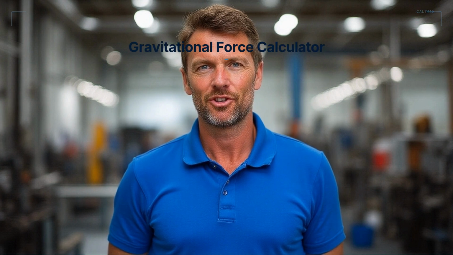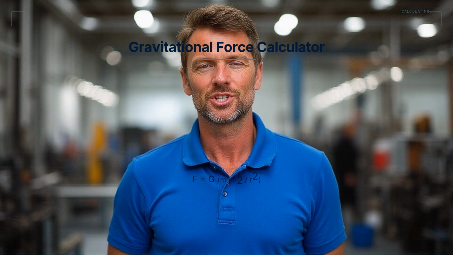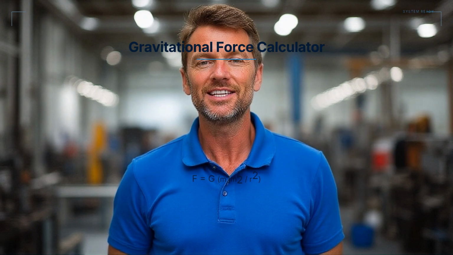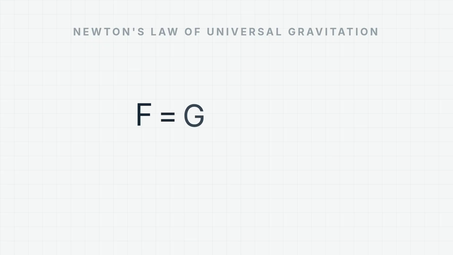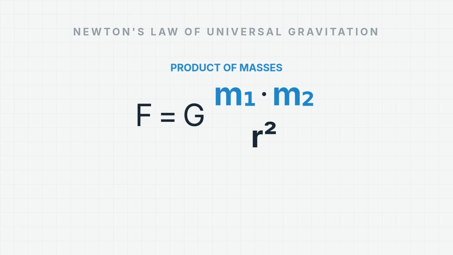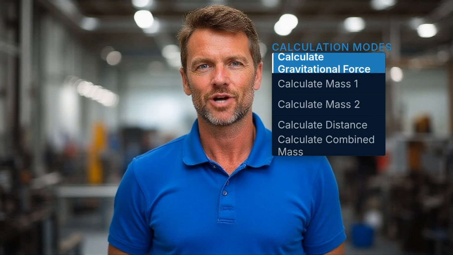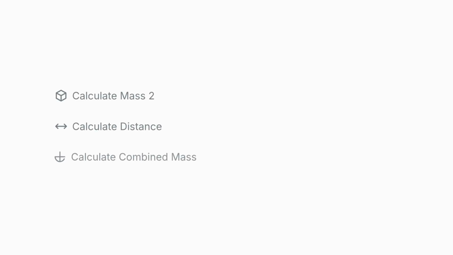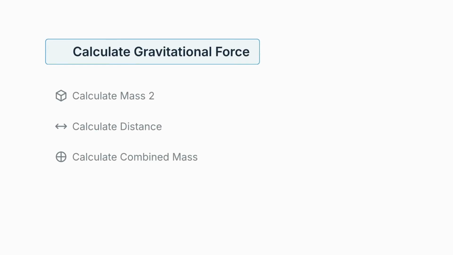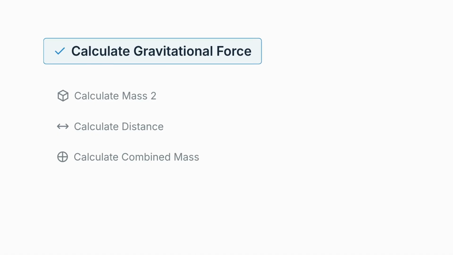This is the Gravitational Force Interactive Calculator, which solves for gravitational force, individual masses, distance, or the product of two masses using Newton's law of universal gravitation. The calculator has 5 calculation modes in the drop-down menu: calculate gravitational force, calculate mass 1, calculate mass 2, calculate distance, and calculate combined mass.